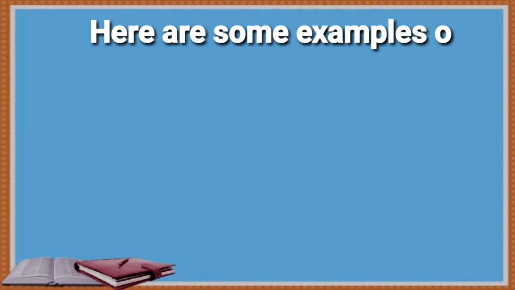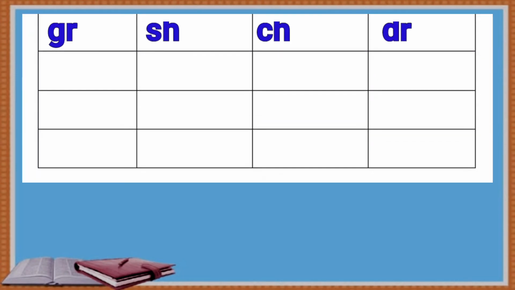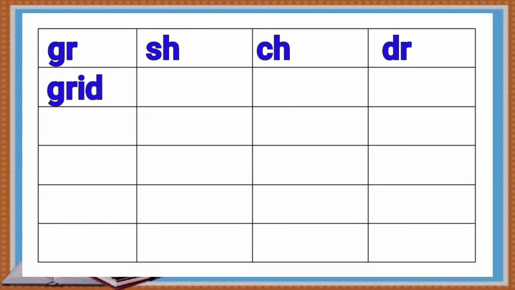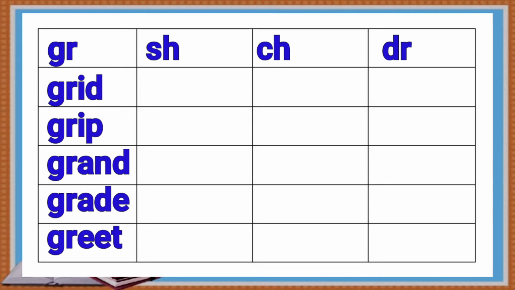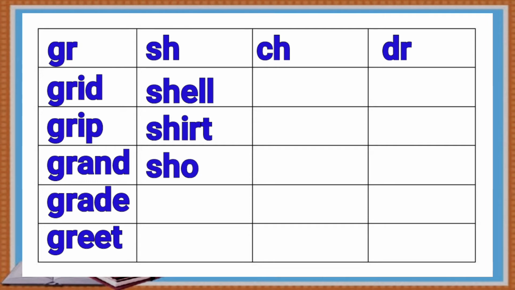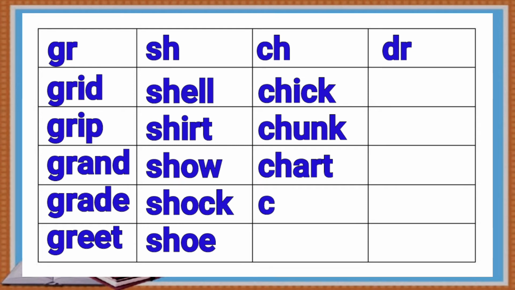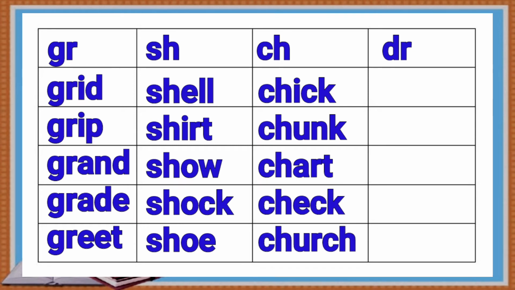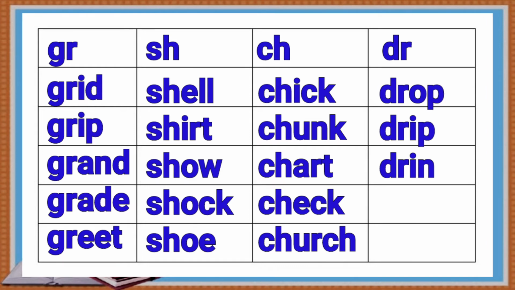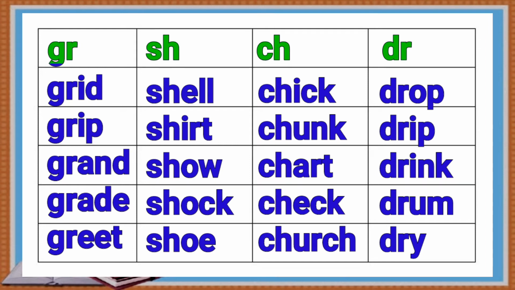Here are some examples of blended phonemes. Grid, grip, grand, great, greet. Shell, shirt, show, shack, shoe. Cheek, chunk, chart, check, church. Drop, drip, drink, drum, dry. It's your turn.